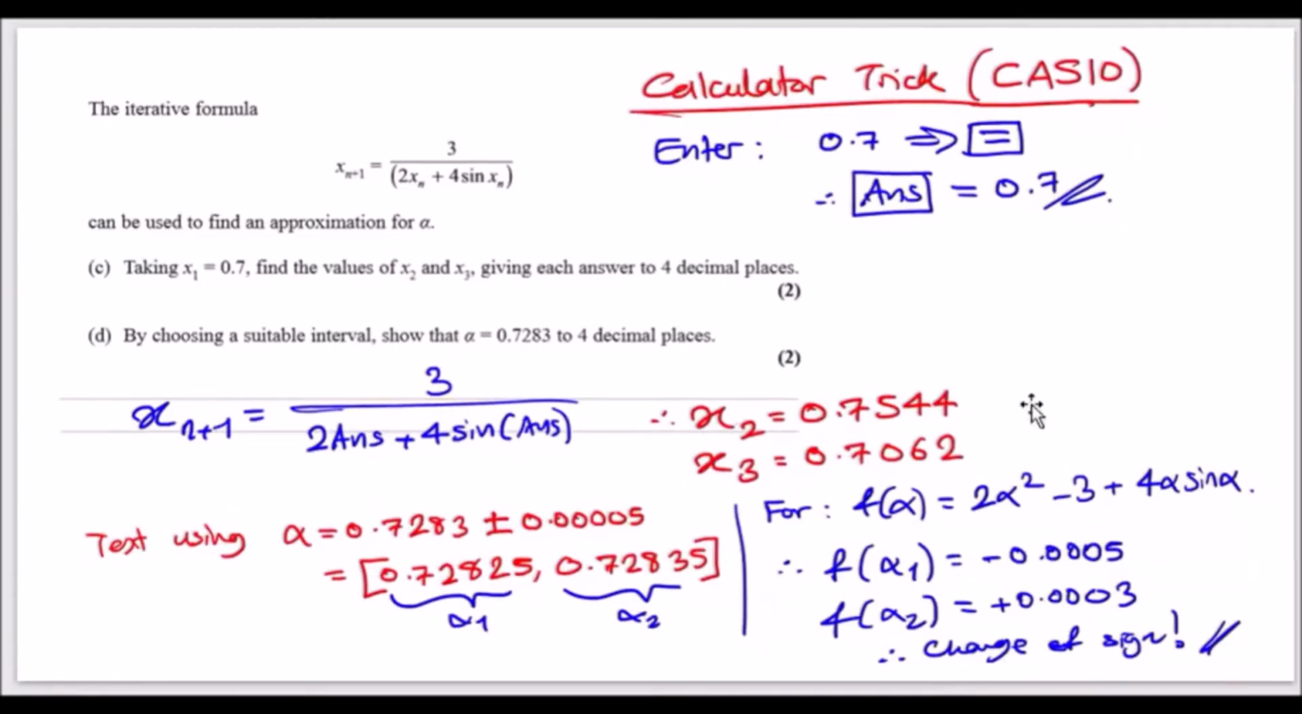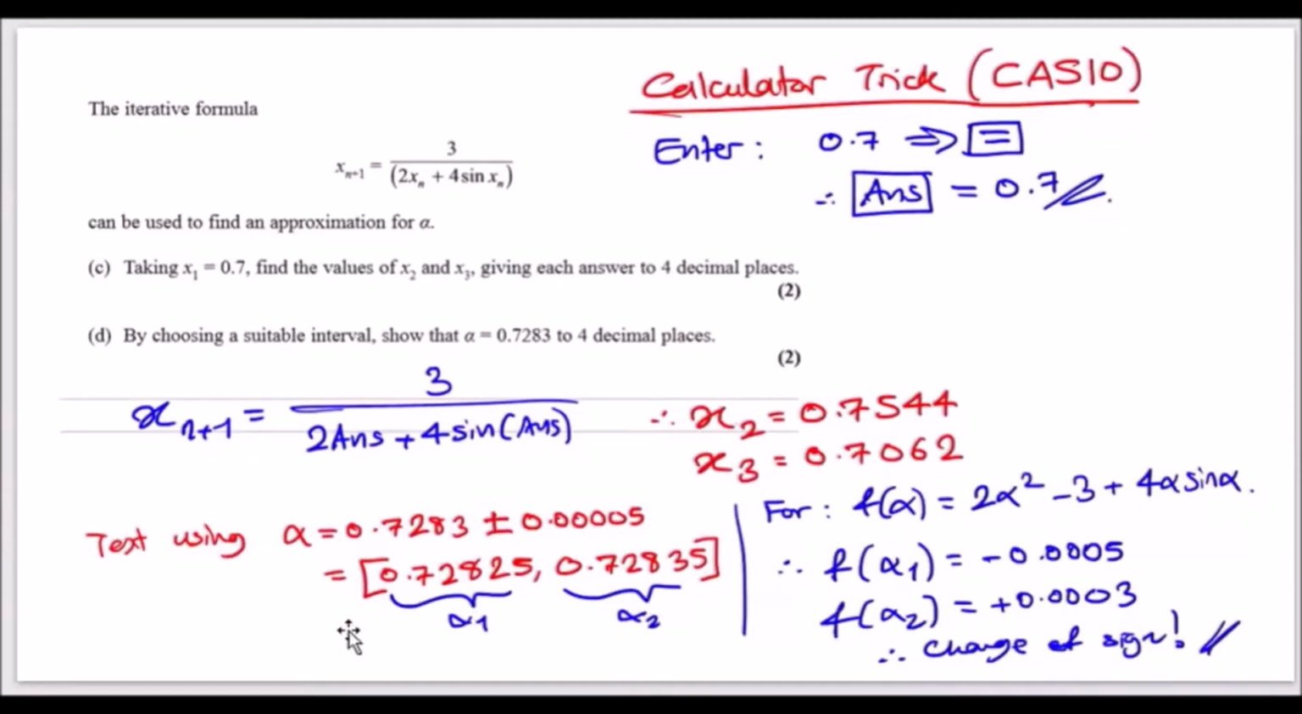Now, that's done. So part D: by choosing a suitable interval, show that alpha equals 0.7283 to 4 dp. What this means is that because we know it's been rounded to 4 decimal places, there must have been an upper and lower bound. If you think of error intervals, it's always the same answer plus or minus an extra 5 at the end. So that's what I did over here: test using alpha equals that value plus or minus 0.00005, because if you round these values, you get this answer to 4 dp.